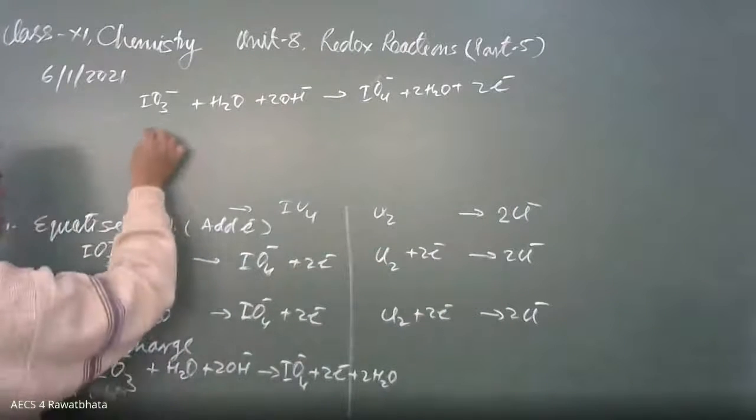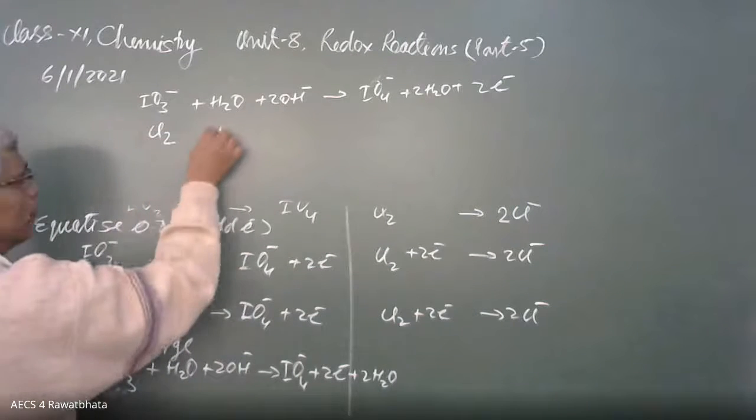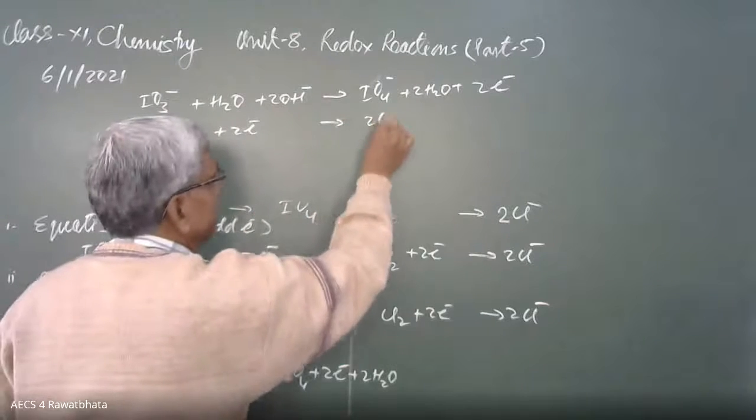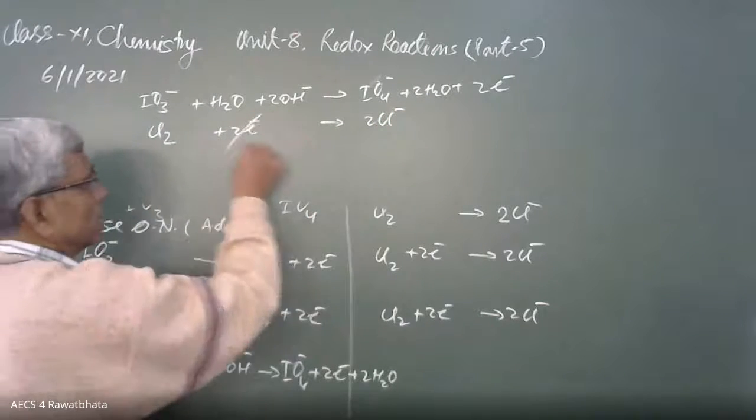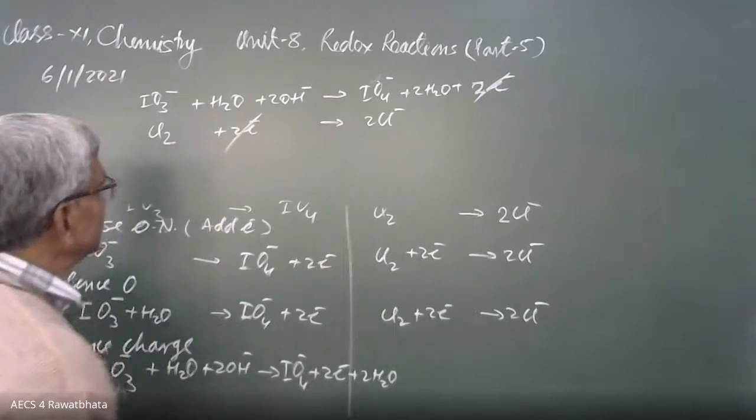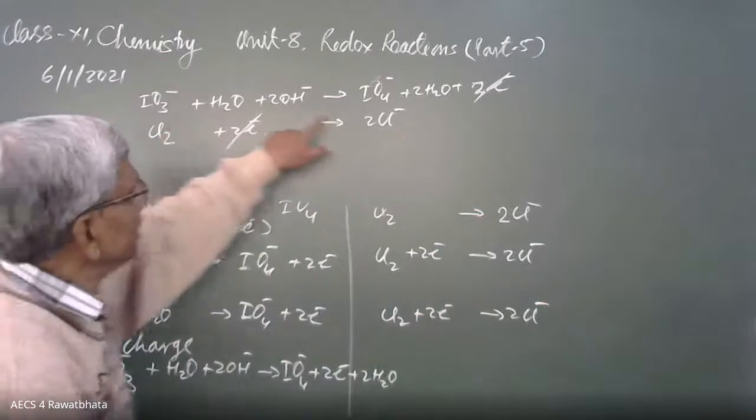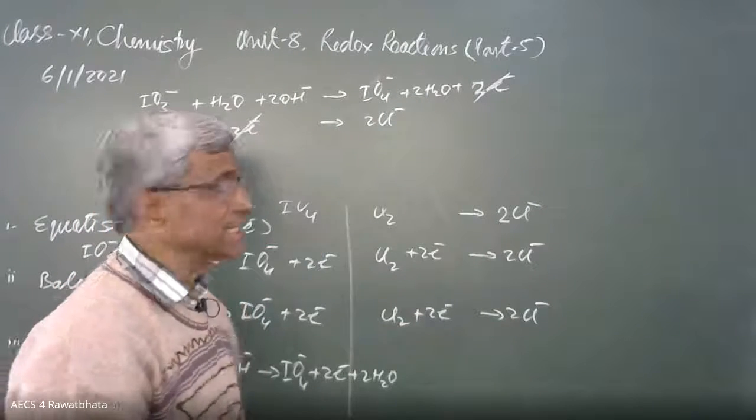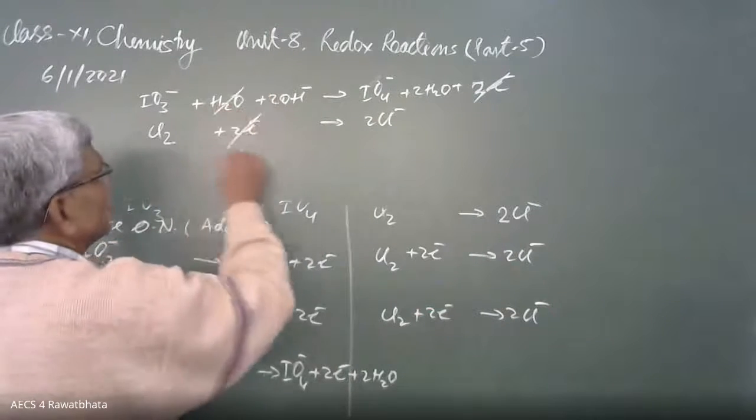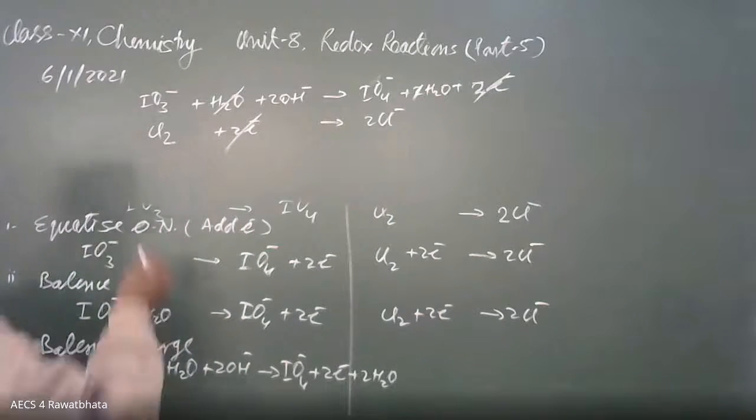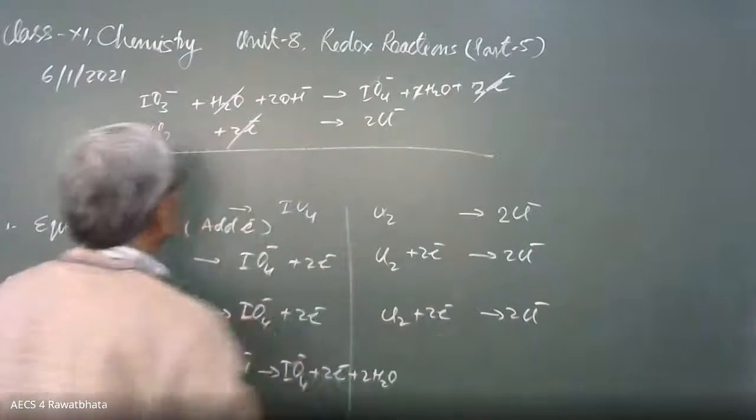Reduction half reaction is Cl2 plus 2 electrons gives 2 Cl minus. Electrons are common, so the 2 electrons cancel. And one more thing, H2O is here and H2O is on that side also. The same thing should not be on both sides. That's why this H2O is cancelled by one H2O, only a single H2O remains on that side, and then add.